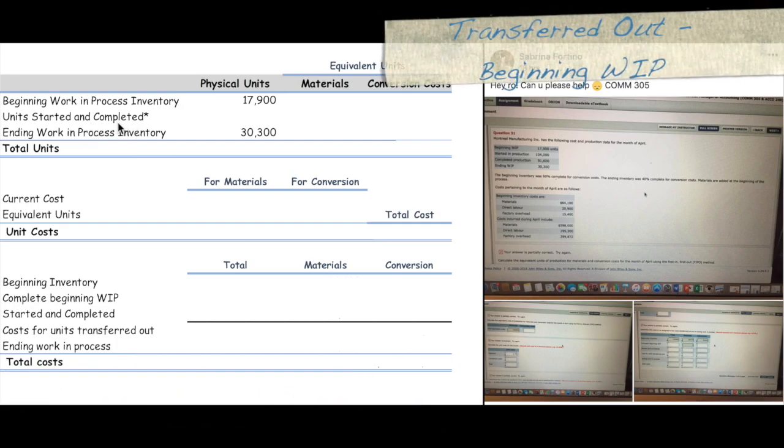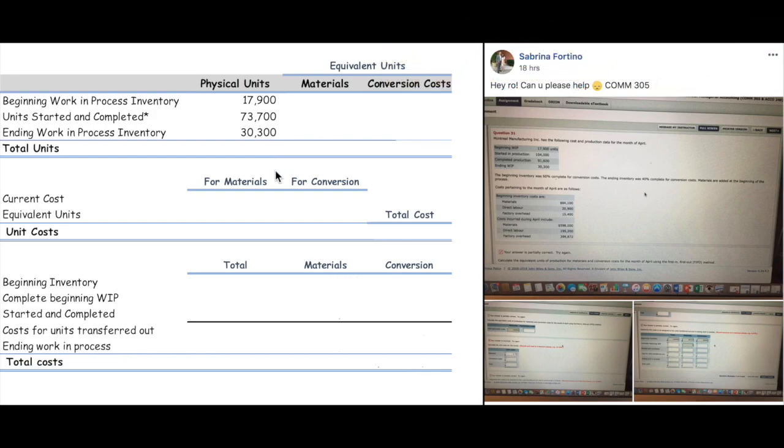The way that we calculate started and completed is simply by taking away from all the units that are transferred out the beginning work in process. So 91,600 less 17,900 is going to be the units that are started and completed. So 73,700 units. And now if we tally all of these up, this is going to give us a total of the physical units that we have.